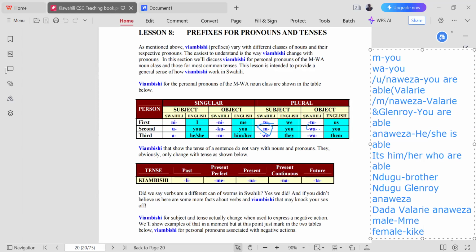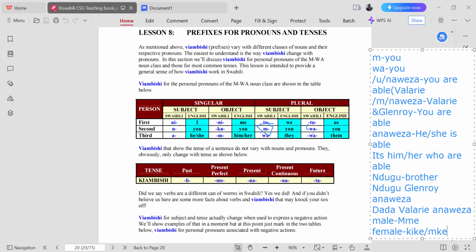So it becomes kike, or rather mke. It is not Valerie ni mkike, it's mke. Now this is another. So in plural or singular it is mke. So there's mke wangu. Mke is my wife. Mke wangu.